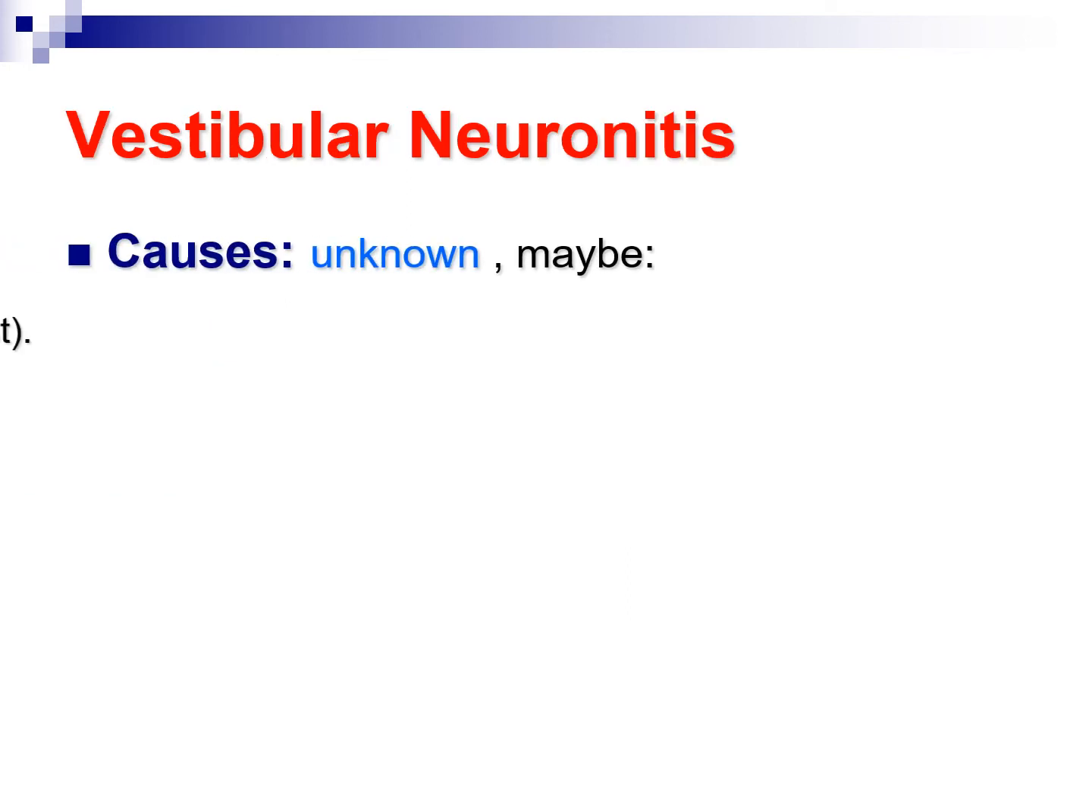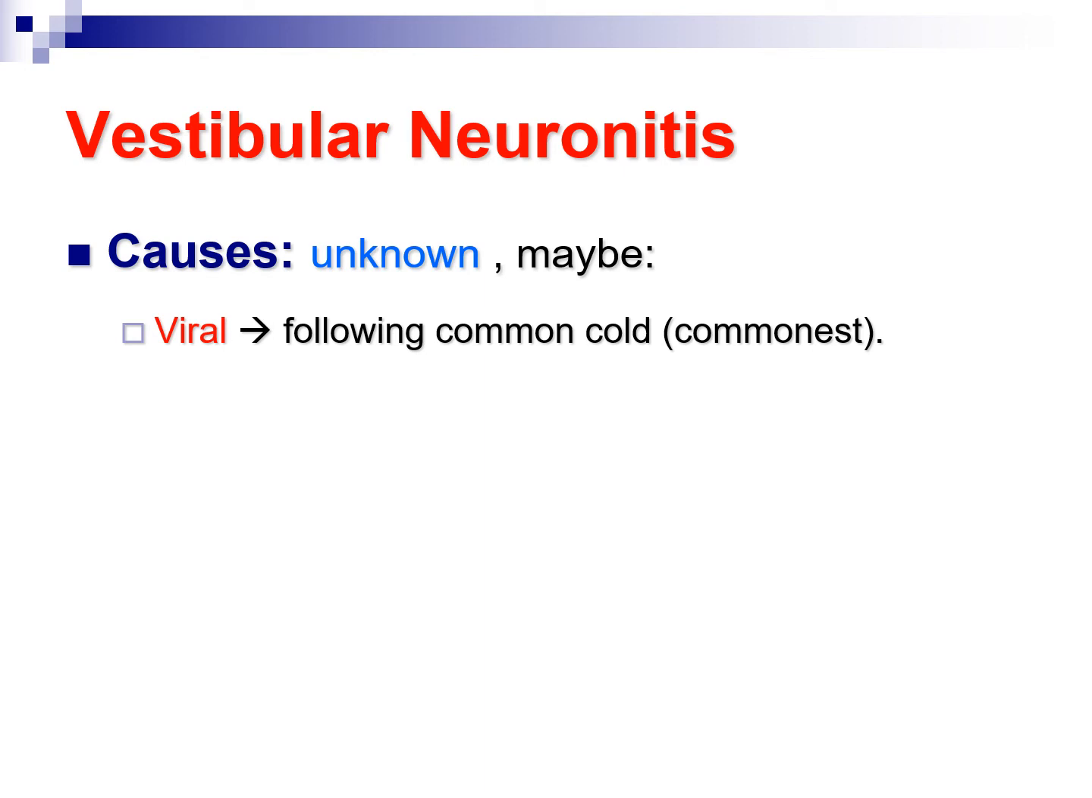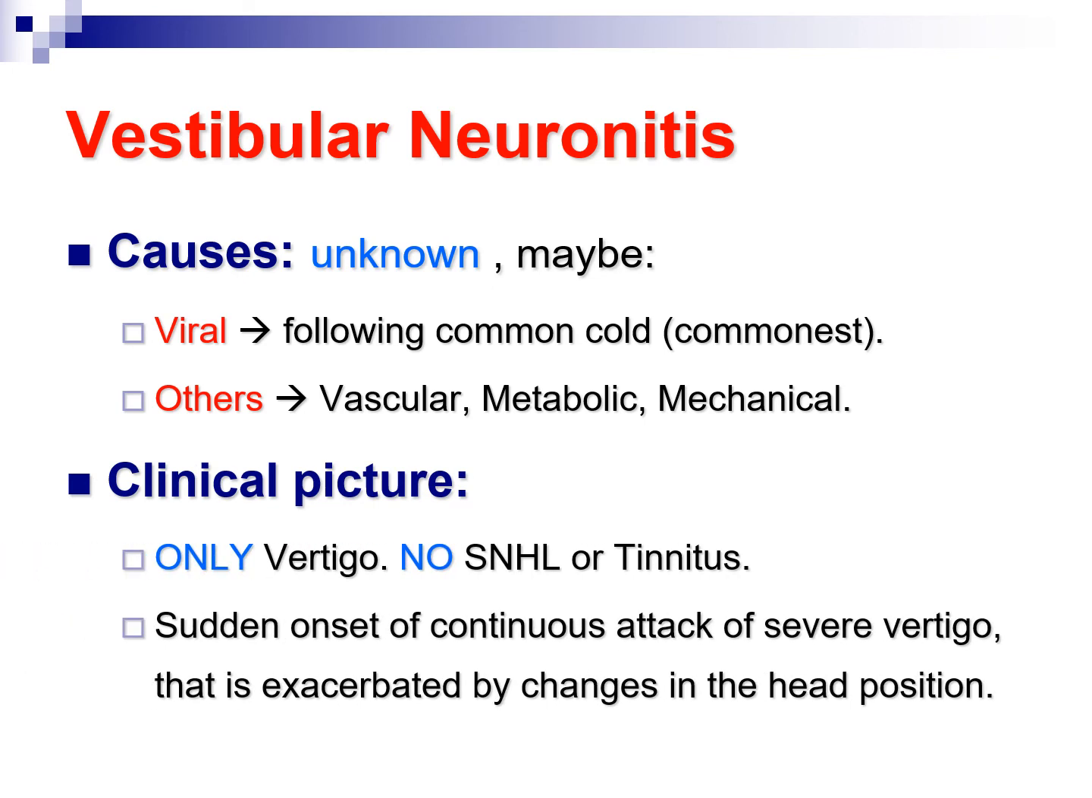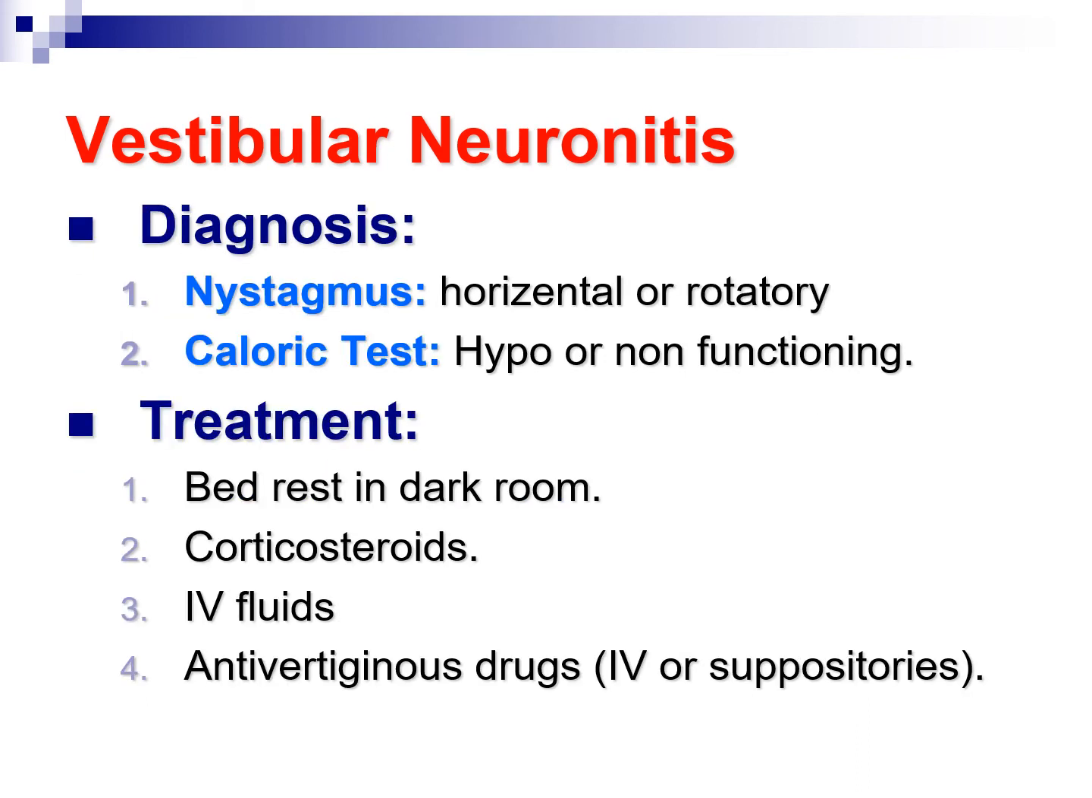Vestibular neuronitis: the cause is unknown. It might be viral following a common cold, which is the commonest reason, or might be vascular, metabolic, or mechanical. The clinical picture is that the patient develops sudden onset of continuous severe vertigo, which is exacerbated by changes in head positioning. We diagnose them by finding horizontal or rotatory nystagmus. By caloric test, the patient will have a hypo- or non-functioning vestibular apparatus. Treatment will be bed rest in a dark room, corticosteroids, IV fluids, and antivertiginous drugs, either IV or suppositories, because of decreased oral intake.